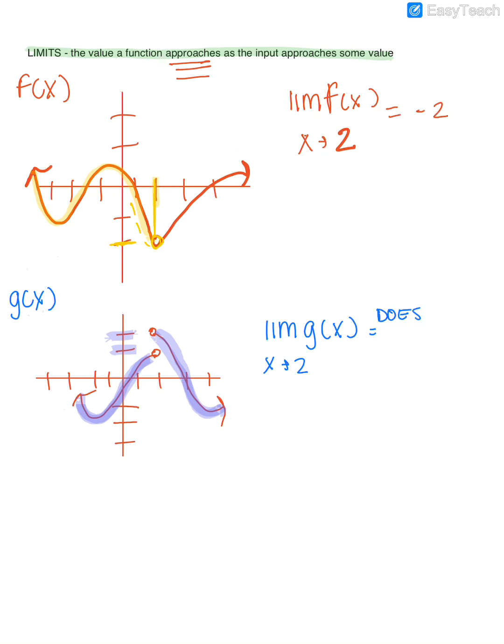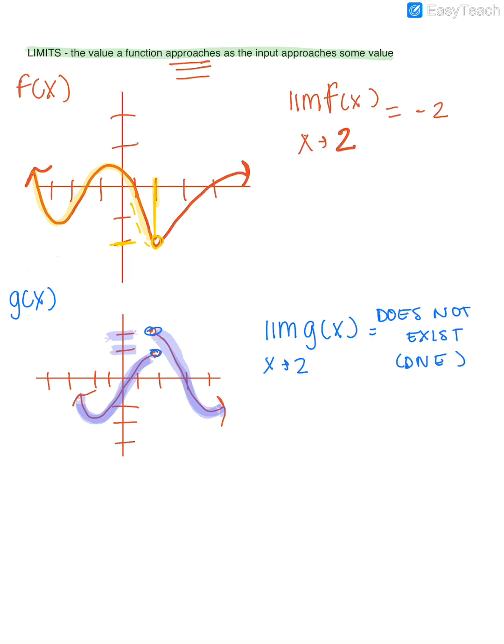DNE, alright? That is our abbreviation for does not exist. And that's just because there cannot be two limits. There has to be solely one, and because in this graph there are two, it does not exist.